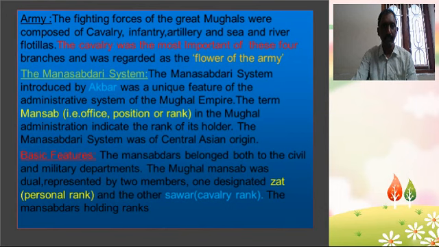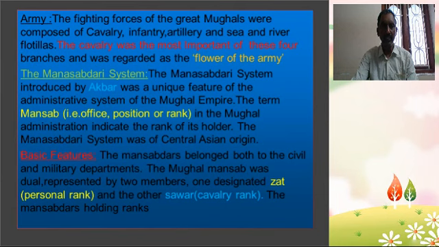Next, the Mansabdari system. The Mansabdari system introduced by Akbar was a unique feature of the administrative system of the Mughal Empire. The term Mansab, that is office, position or rank, in the Mughal administration indicated the rank of its holder. The Mansabdari system was of Central Asian origin.